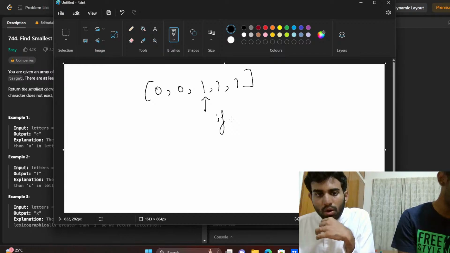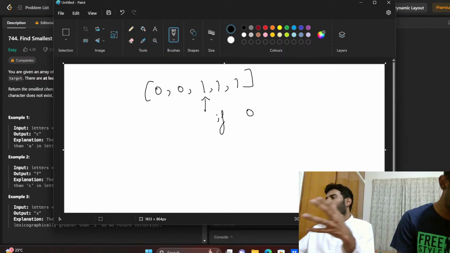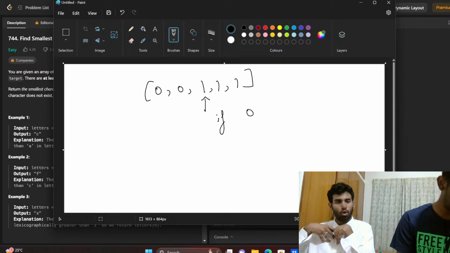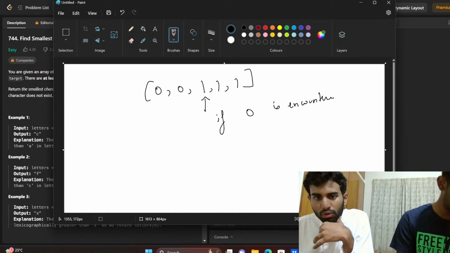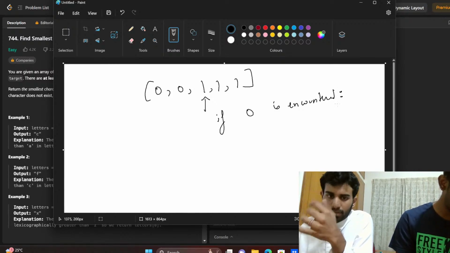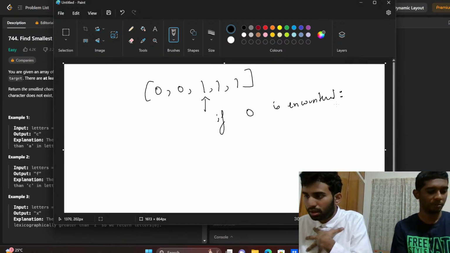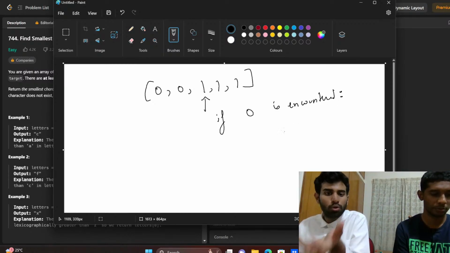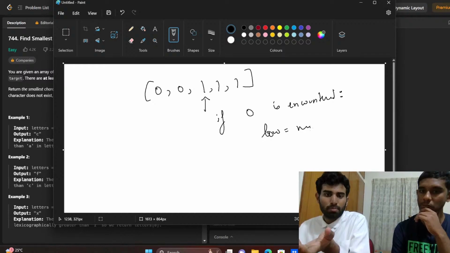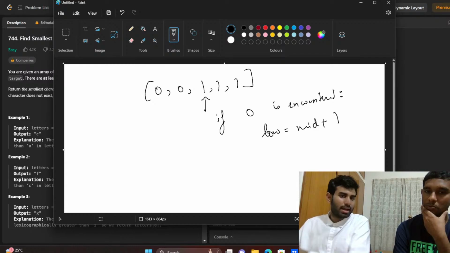What will you do? If you encounter a zero, you know that you want to move the pointer to the right side. What does binary search do? It tries to eliminate either the left half or the right half in order to get you a log n runtime. If zero is encountered, what does it mean in the context of this problem? It means you have encountered a character that is lesser than the target value. If this is the case, you want to move right. And how will you move right? You just move your low pointer to be mid plus one. As in, ignore the left half, and only look at the right half.